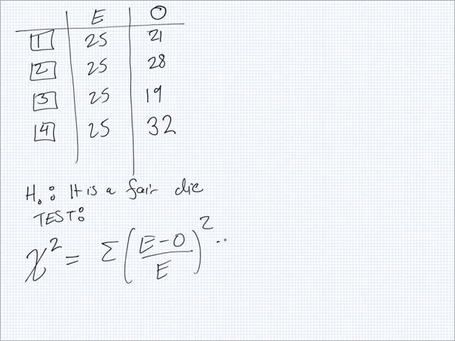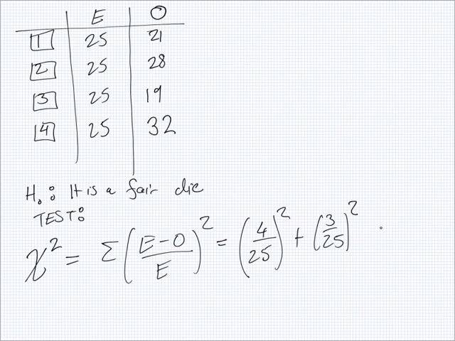So here that would be, let me see, 25 minus 21, 4 squared over 25, plus 25 minus 28, minus 3. So that's 3 squared over 25. Why did I not bother putting the minus down? It can be negative, but why did I not bother writing the minus? Well, I'm squaring it, so there's no point.